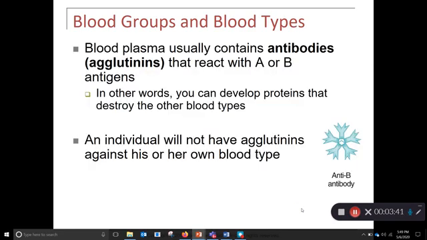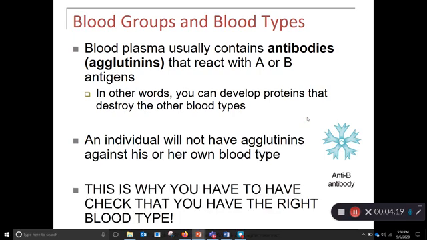Inside your body, you can develop antibodies against things that shouldn't be there. For instance, if you're type A and somebody puts some type B in your blood, your body is going to develop antibodies, things that are against foreign bodies, agglutinins. They're going to say, this is a bad thing, we need to destroy it, and we need to get them all together.